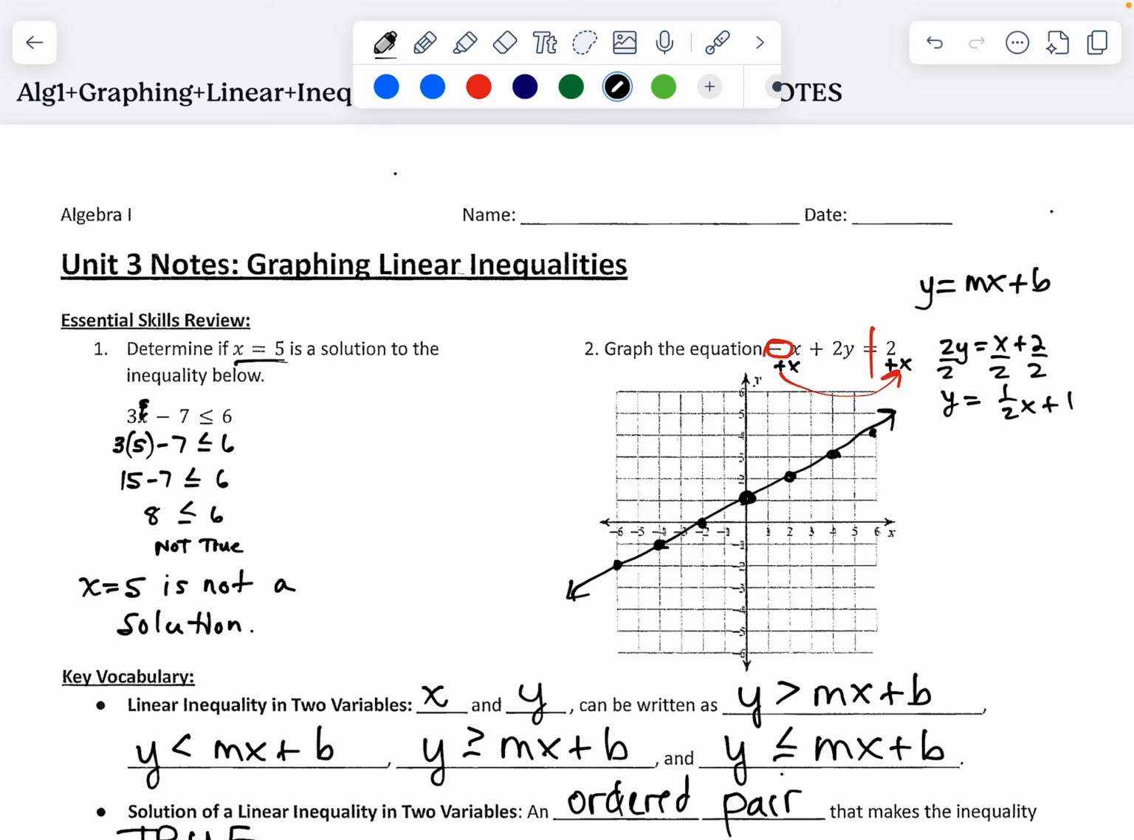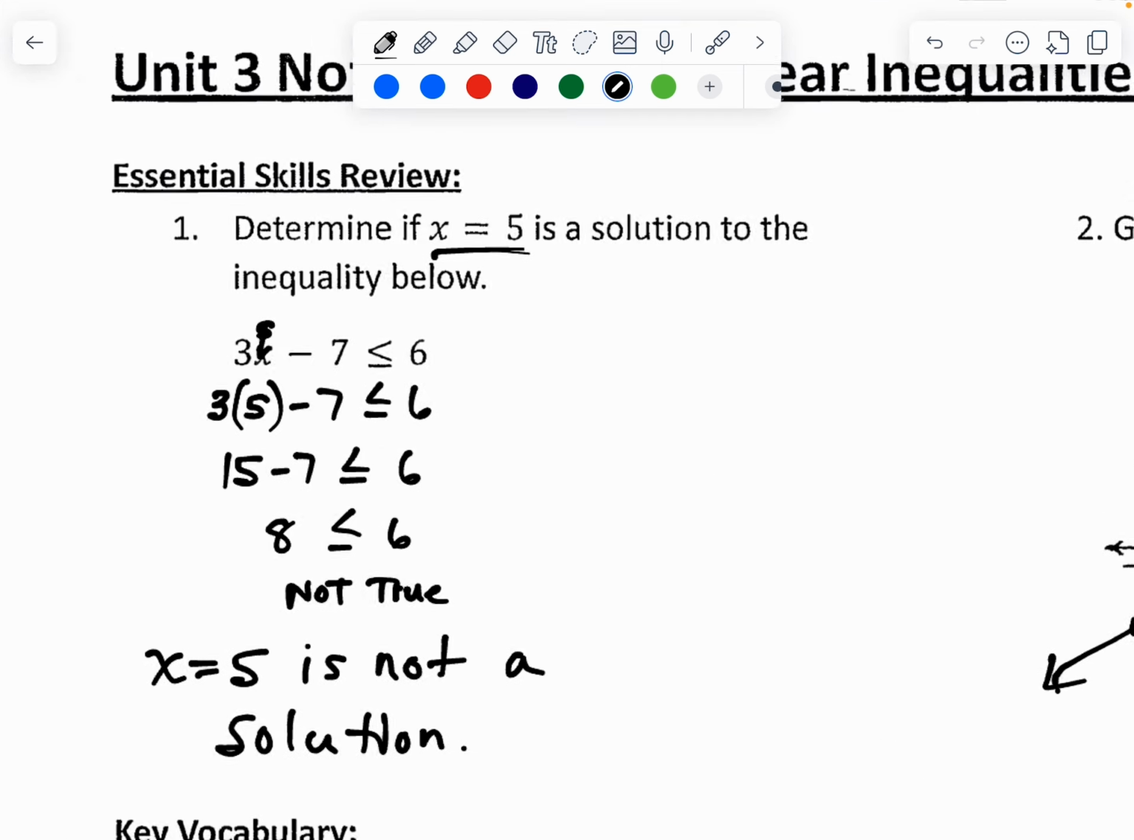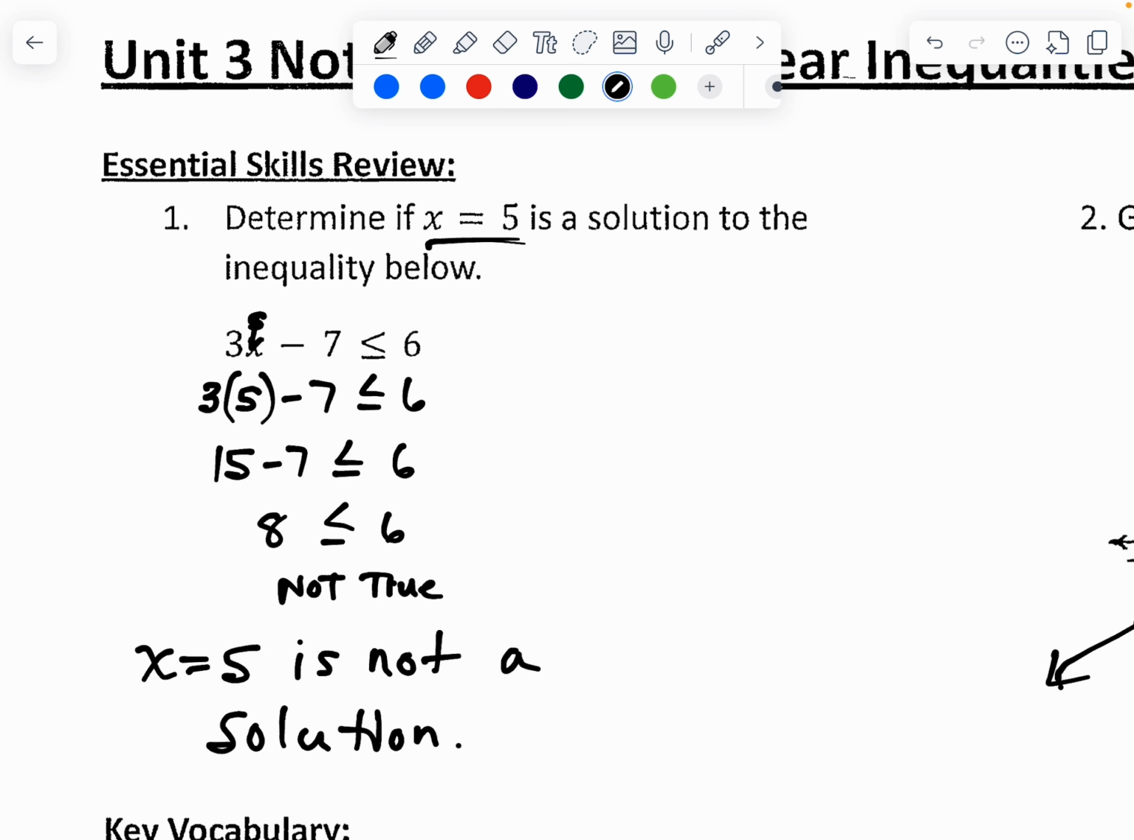Today we're going to be graphing linear inequalities. There's a couple of essential review problems at the top. Remember, to determine if x equals 5 is a solution to the inequality, we take x equals 5, plug it in for x, and then solve. Once we solve, we get 5 is less than or equal to 6. Since that is not true, we say x equals 5 is not a solution.